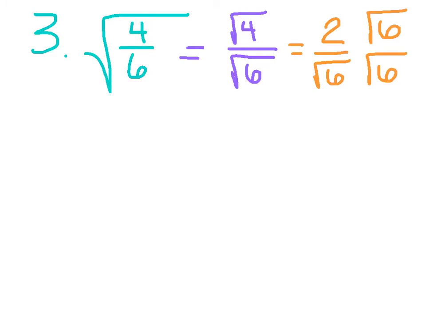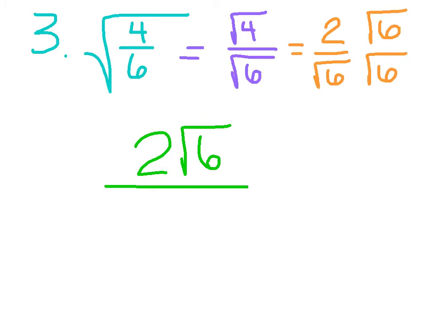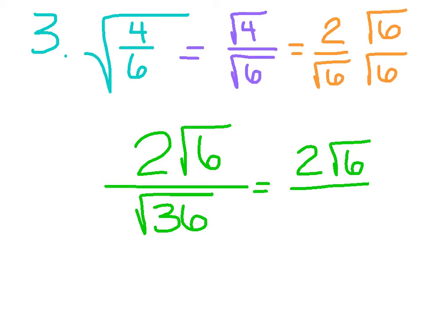And as I continue to multiply, the 2 is outside, the 6 is inside, so I'm not really going to multiply them. I'm just going to write them next to each other. All over, 6 is inside and inside, so I'm going to say that's the square root of 36. A little more cleaning up, and I'll get 2 radical 6 all over, of course, the square root of 36 is 6.